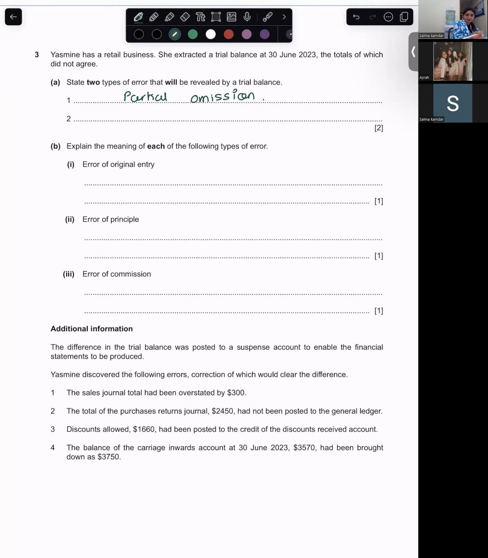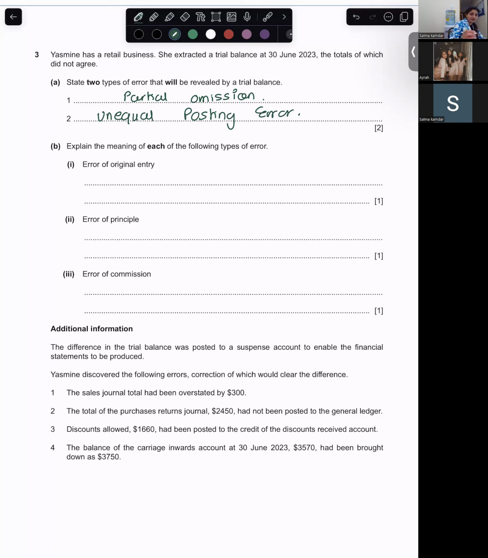I'm putting over here one called unequal posting error. That means you have posted something somewhere else, and something else somewhere else. So it is called unequal posting error. Done? Yeah.